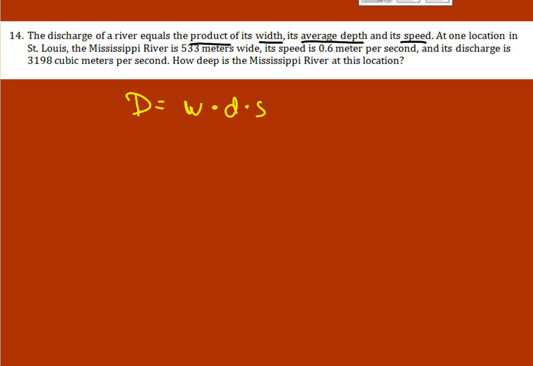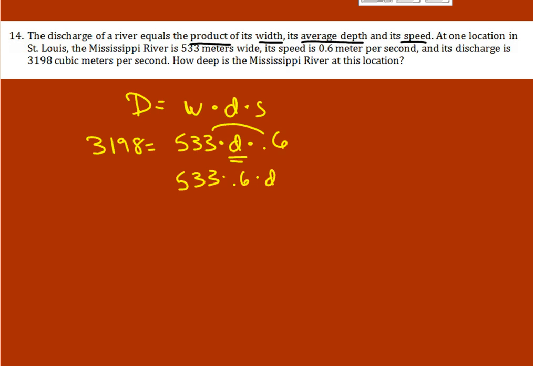So the discharge is equal to the width times the depth times the speed. So the discharge is 3198. The width at this point is 533. The depth is what we're looking for, and the speed is 0.6 meters per second. All right, so we're looking for this one. We're looking for how deep is it. All right, so multiply 533 and 0.6.